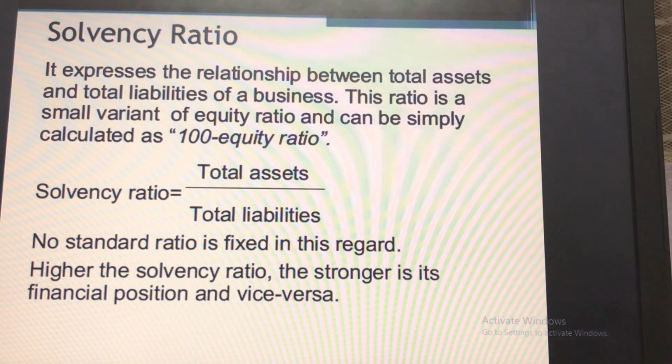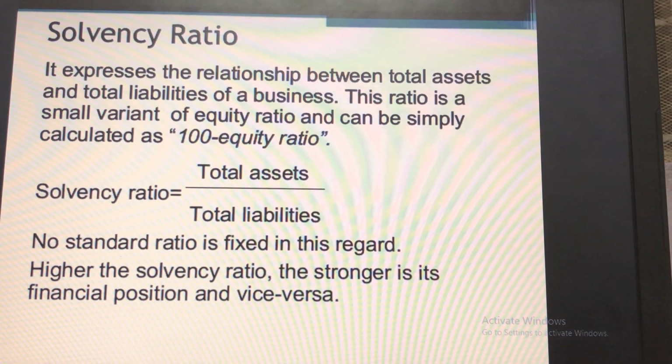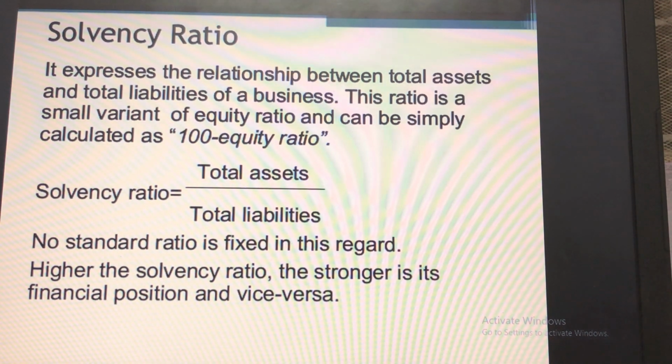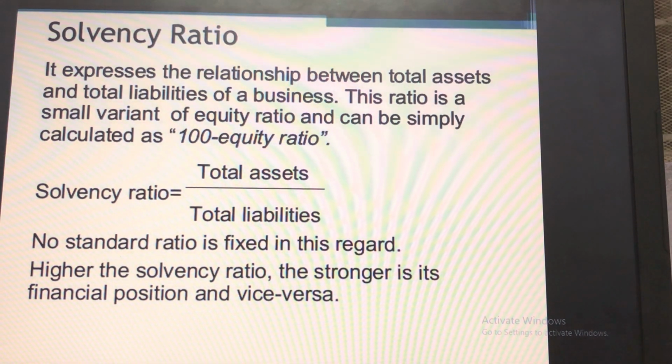Now, solvency ratio. It expresses the relationship between total assets and total liabilities of a business. This ratio is a small variant of equity ratio and can be simply calculated as 100 minus equity ratio, because the solvency ratio is equal to total assets divided by total liabilities, whereas always in the problems the assets will be seen as liabilities. That's why this is also called 100 minus equity ratio. Again the formula, total assets divided by total liabilities.